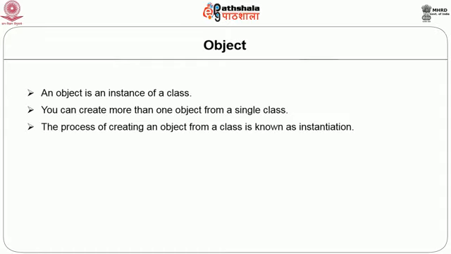As I said, an object is an instance of a class. We can create more than one object from a single class, and the process of creating an object from a class is known as instantiation, because you create one instance of a class. The syntax to create an object is: object name is assigned to $new class name. We have already created one object when we wrote $emp is new employee. So $emp is actually one object.